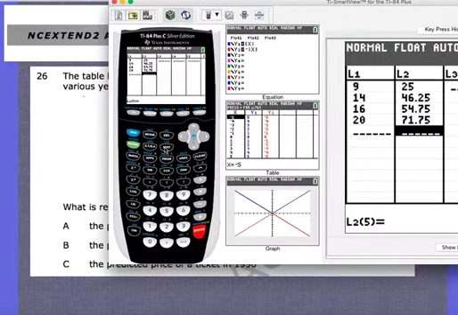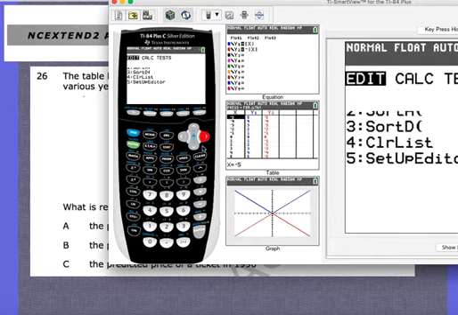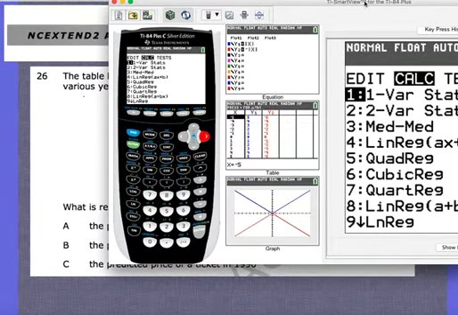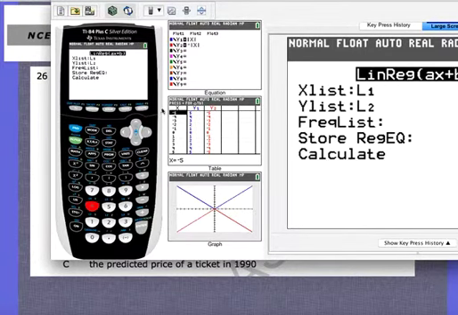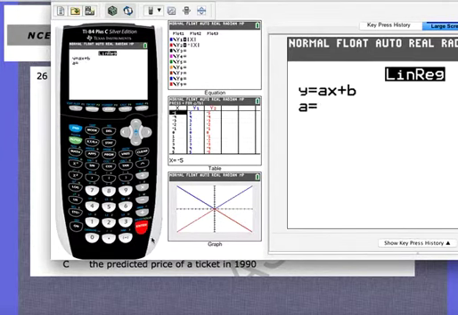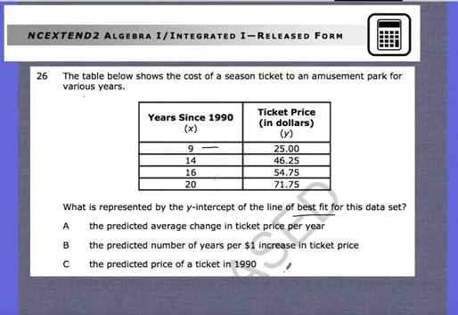Once you do that, to get your line of best fit, you would go to Stat, you would go to Calc, and you would do linear regression ax plus b, so number 4. Make sure your X is your L1, your Y is your L2. Make sure you store your reg equation and then hit calculate. So whenever you do that, you get that your line of best fit would be y equals 4.25x minus 13.25.